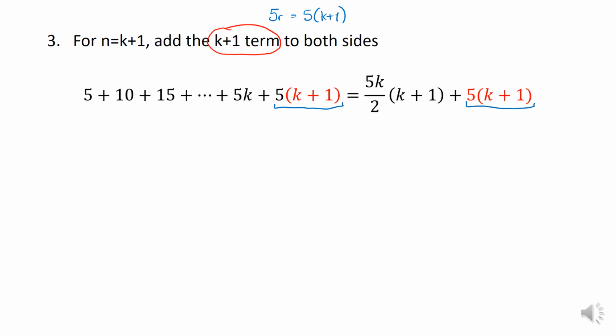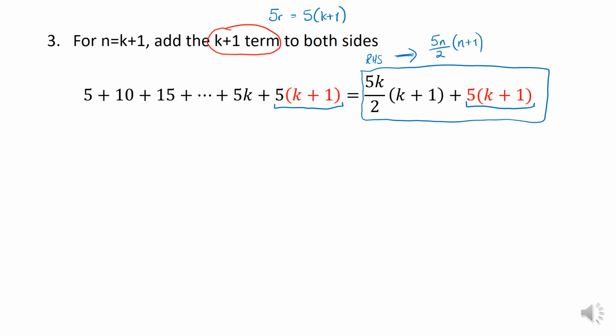Okay, now what do we need to do? We need to show that statement is true for when n equals k plus 1, and that means that we have to take our right hand side, or RHS, and we have to make it look like the original statement on the right hand side, which looked like 5n over 2, and that had to be multiplied by n plus 1. Okay, so we need to work with this side to make it look like that.